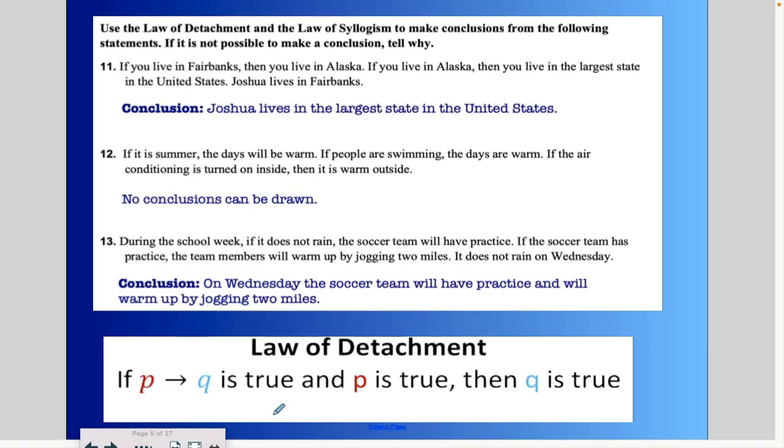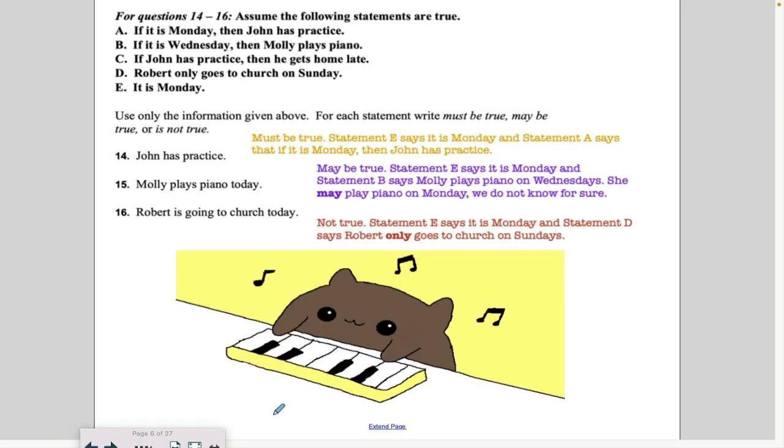Okay, so I don't want to talk about that one. I want to talk about these. I like these questions. Assume the following statements are true. A: If it is a Monday, then John has practice. B: If it is a Wednesday, then Molly plays piano. C: If John has practice, then he gets home late. D: Robert only goes to church on Sunday. It seems kind of random. And then E: it is a Monday.